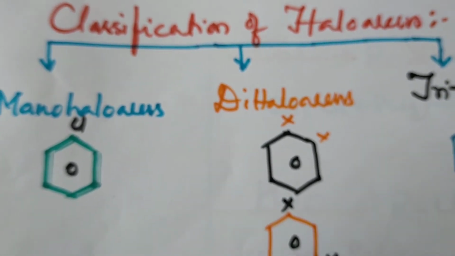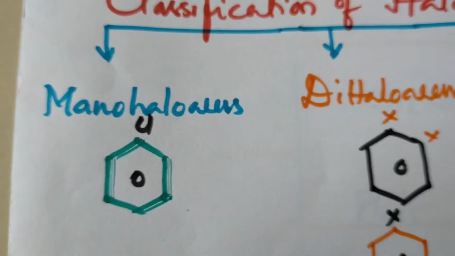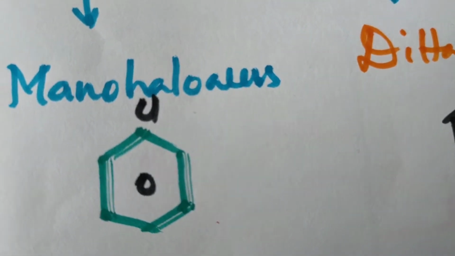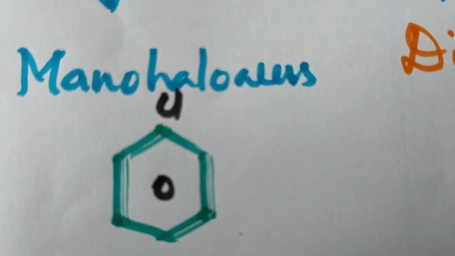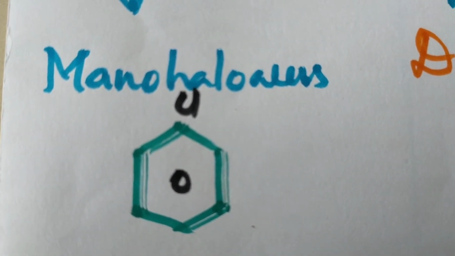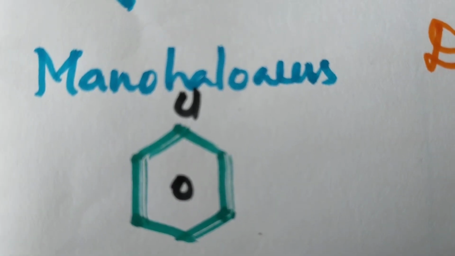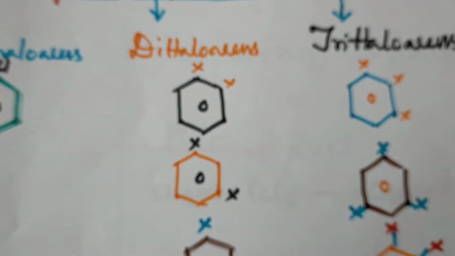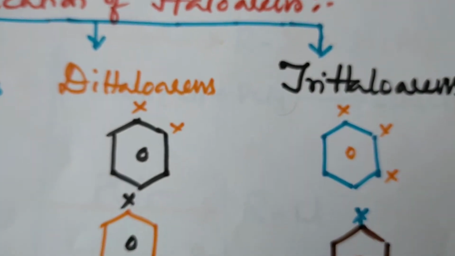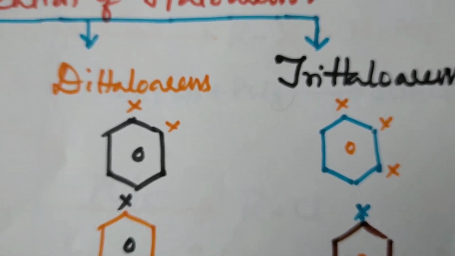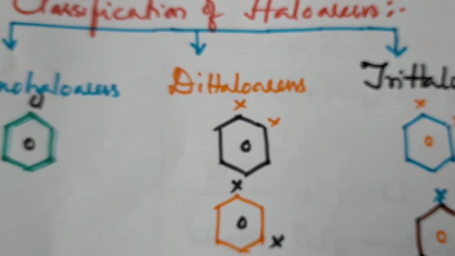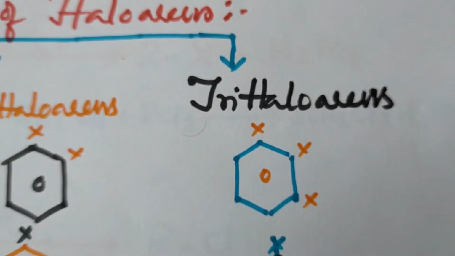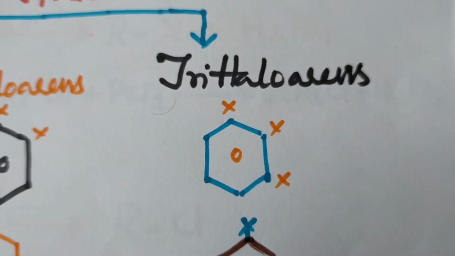How do we classify these haloarenes? Depending upon the number of halogen atoms. Here are the monohalogen derivatives. Observe, in monohalogen derivatives there is only one chlorine and one benzene ring. That's a monohalogen compound. Instead of chlorine, you may take bromine or iodine. The classification depends on the number of halogen atoms. If two halogen atoms are attached to the benzene ring, they are called dihaloarenes. So we have monohaloarenes, dihaloarenes, and trihaloarenes.